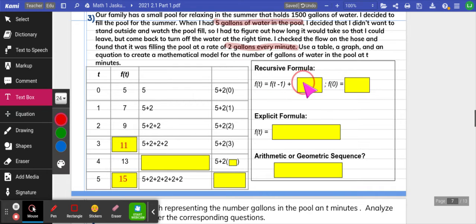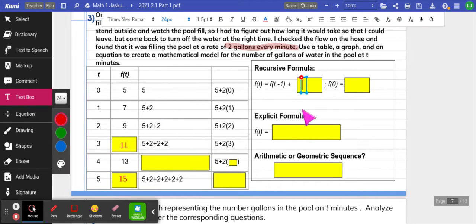So let's take a look at a recursive formula. We're taking the previous one and we're adding 2. The starting value is 5. If we go to write our explicit formula, we have 5 plus 2, and we're going to use just a t because it starts at 0. So if you notice, it's the same as n. And I'm using t because they said t is for time. So n or t, it doesn't matter. This problem just happens to use t. Okay. Is this arithmetic or geometric? Since we're adding, it's arithmetic.